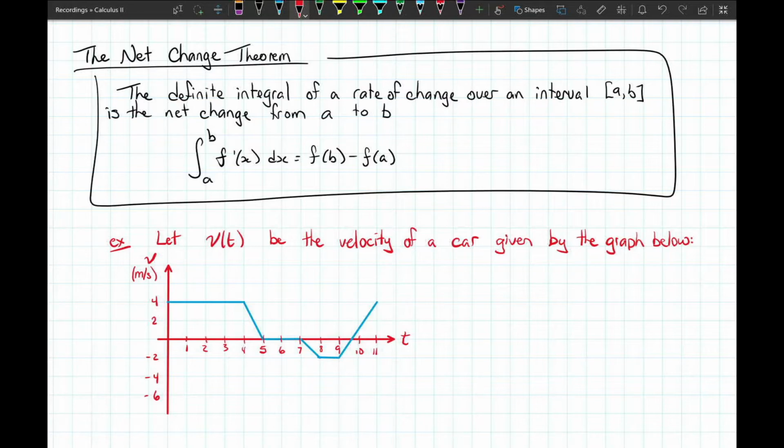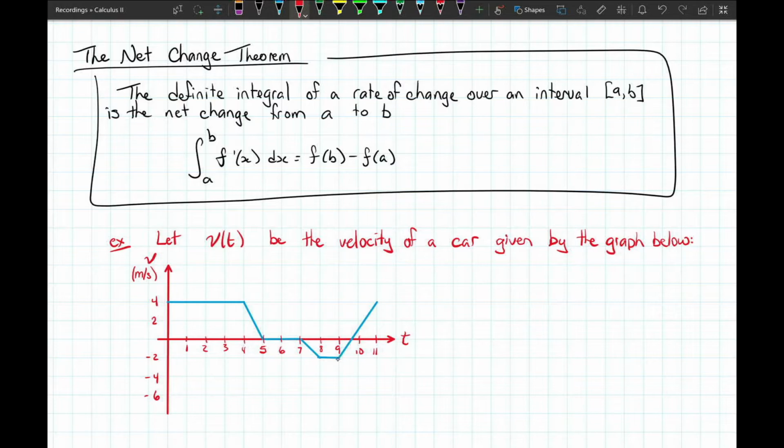Okay, here I've got a graph of a velocity function. Let's say this is the velocity of a car. You can see I have a positive velocity, 4 meters per second for the first 4 seconds, and then my velocity drops down to 0. So that must be that I'm coming to a stop. And you can see that I'm stopped for 2 seconds, and it looks like I put my car in reverse here, and I start getting some acceleration in a negative direction, negative velocity, and that's only for 1 second.